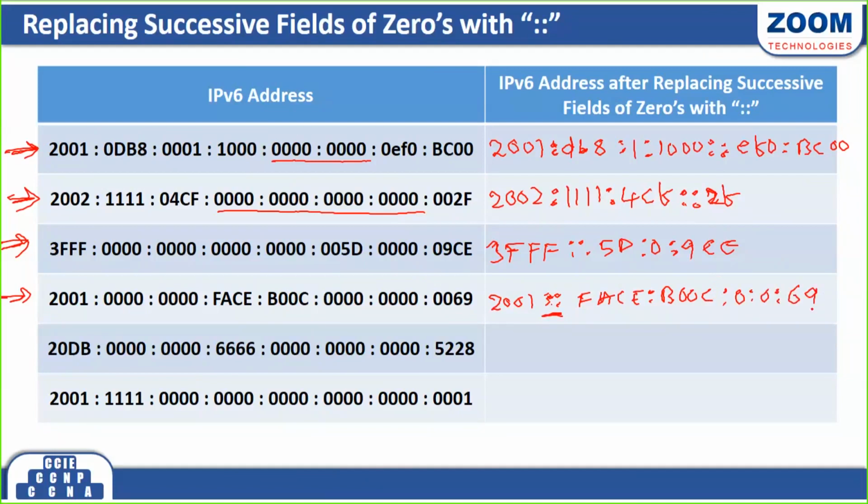Excuse me, sir, in B00C there are leading zeros, right? Where is the leading zero? The starting B is there, right? Oh, okay, so not in between, only the leading, starting zeros can be omitted.